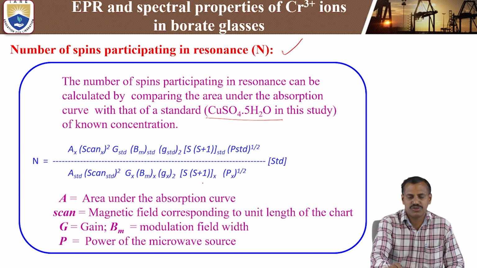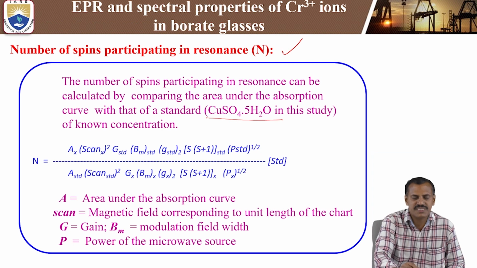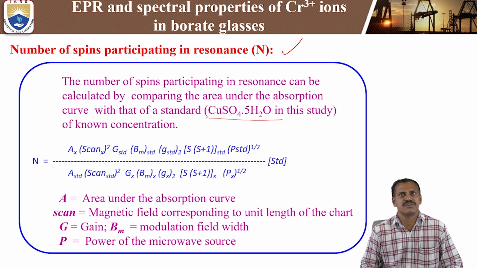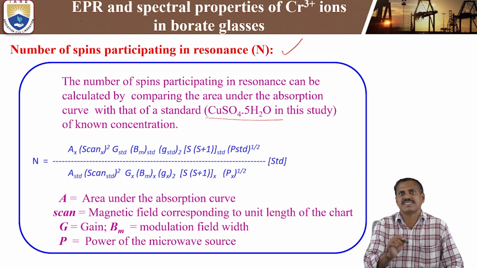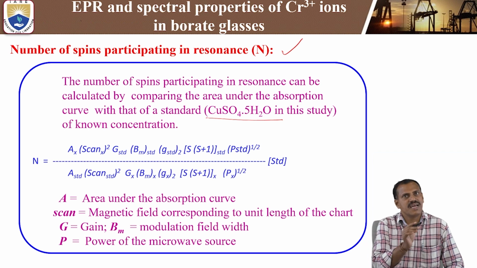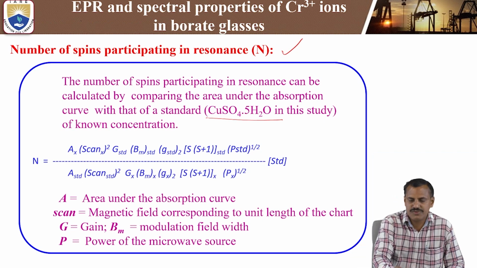We can compare both values by applying this formula. Here, A means the area under the absorption curve. Scan means the magnetic field corresponding to the unit length of the chart. While measuring the ESR signal, we note down the scan value. That scan value gives the sample value. At the same time, we get the reference value, that is the standard sample value, and we note that down.